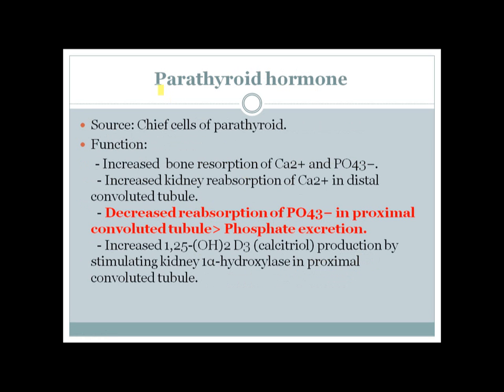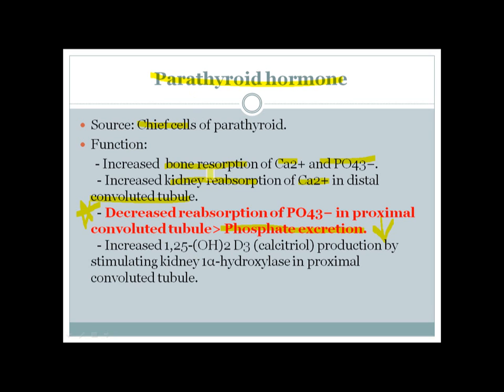So here now we can talk about the parathyroid hormone, which is also a major player alongside vitamin D, and it's released from the chief cells of the parathyroid glands. The function is increased bone resorption of calcium and phosphate, increased kidney reabsorption of calcium in the distal convoluted tubule, and most importantly, it decreases reabsorption of phosphate in the proximal convoluted tubule. So it leads to phosphate excretion and a decrease in serum phosphate.